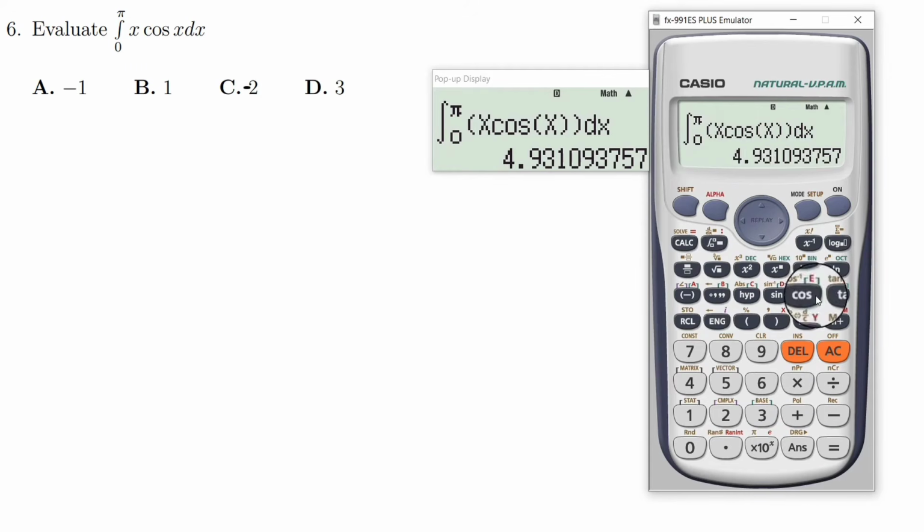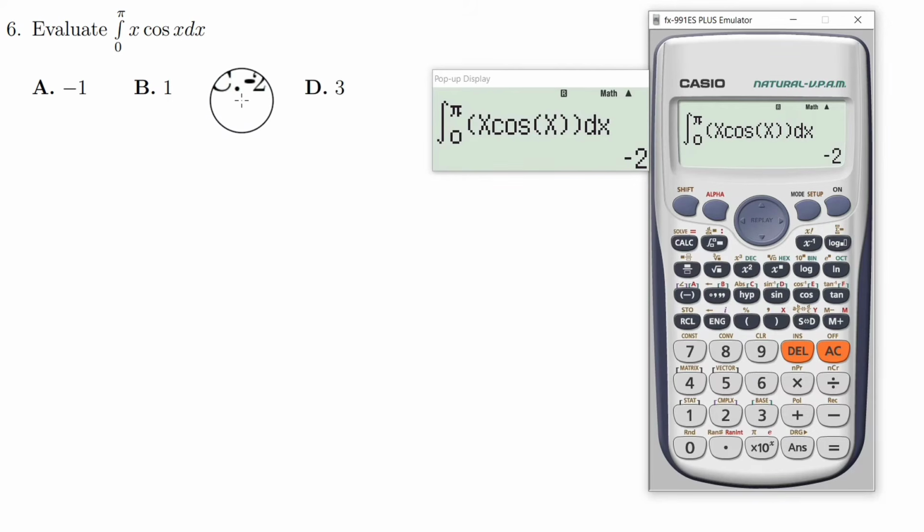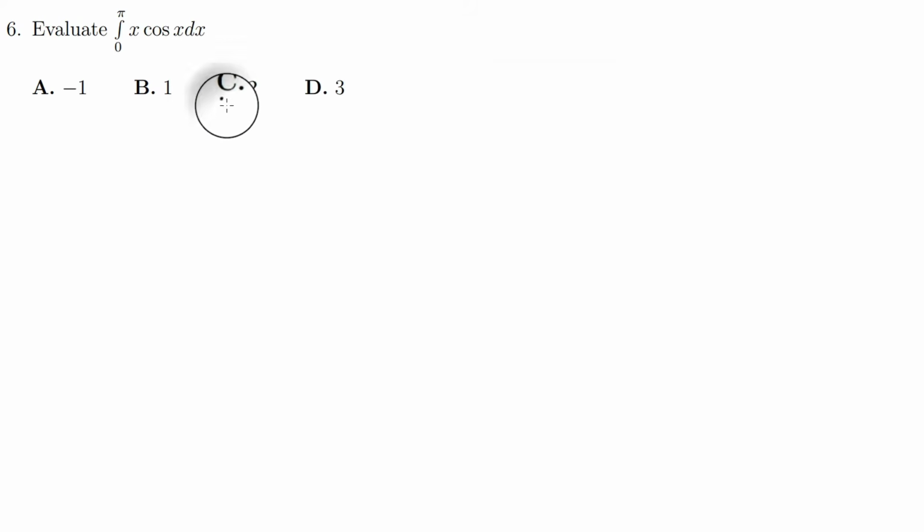So if I press equals to sign, you can see that I'm having 4.9310. You'll be like, is my answer not part of the options, and you may choose option E. But however, anytime you are evaluating trigonometric integration, you must change it to radian mode, and you can just do that by pressing your shift and mode, then press your 4, then press your equals to sign again. You see that it will give you minus 2, which is the correct answer. So the correct answer to this question is C.